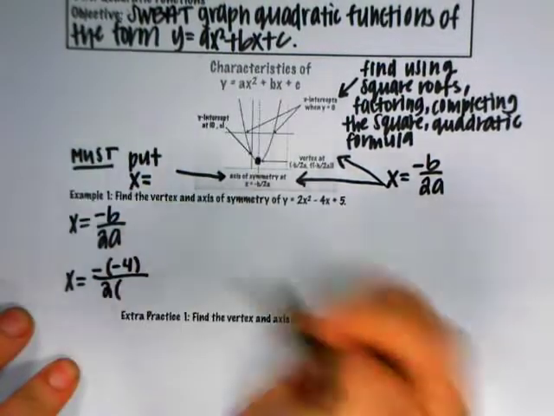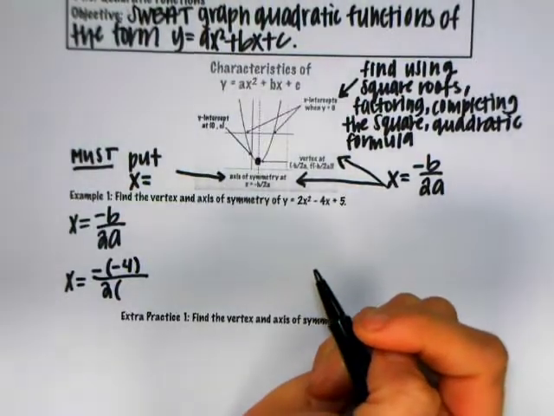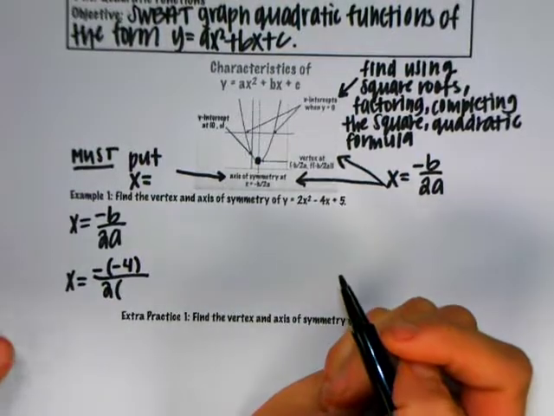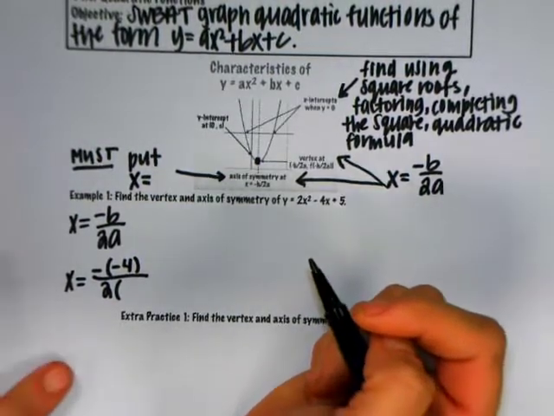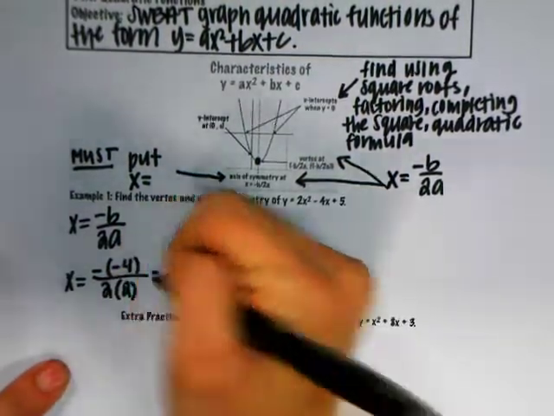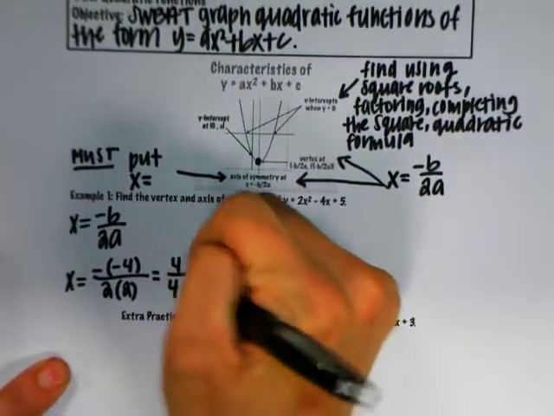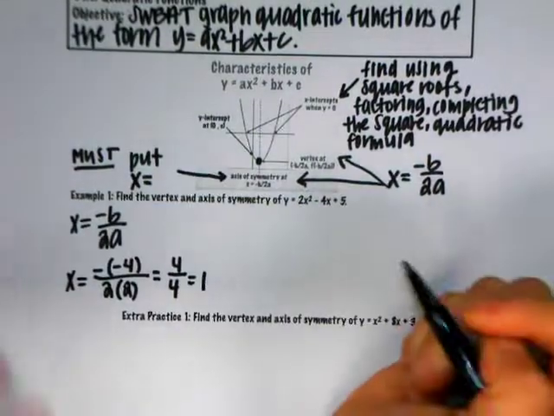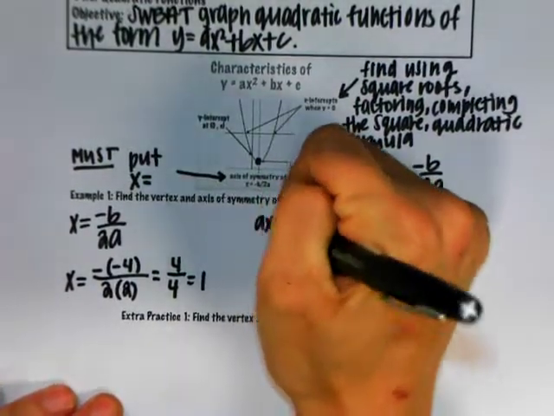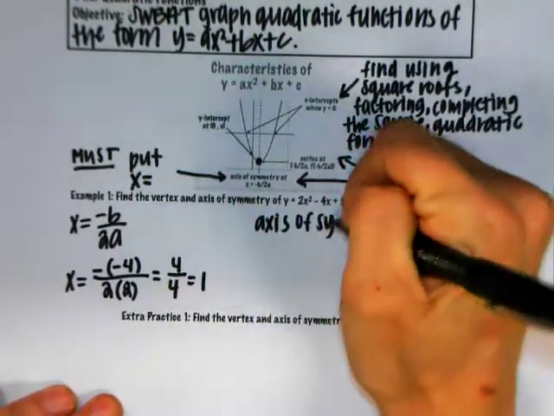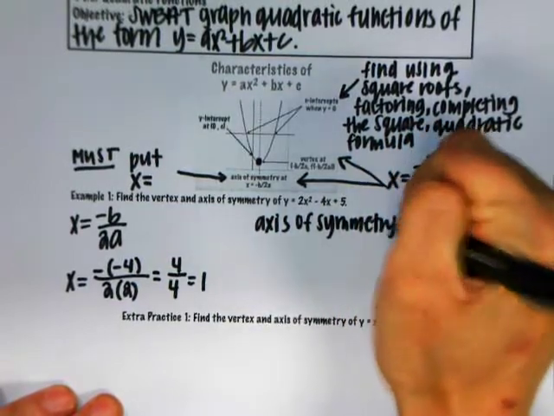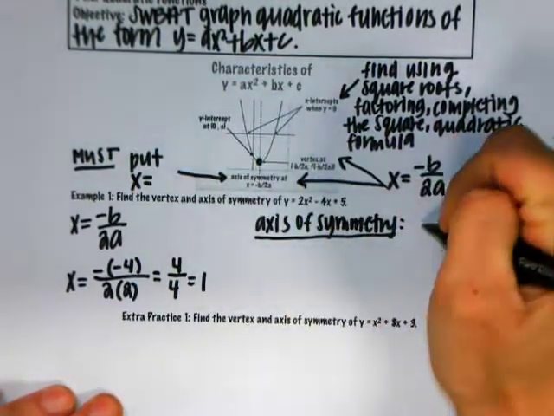Why is it in parentheses? Just for when you plug stuff in, you always put parentheses around it. It's a, which is 2. So what's a negative negative? Positive. Yeah, so positive 4 over positive 4, which is what? 1. Yep. So your axis of symmetry is the equation x equals 1.